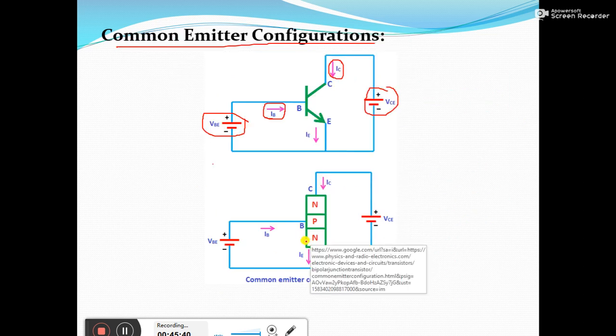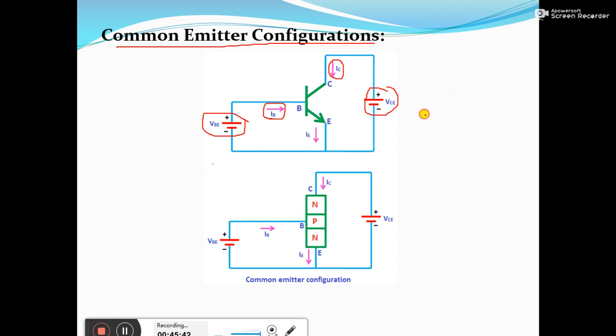So one more point we have forgotten. As I told you in the previous case, we have to give a definition for current amplification factor beta. Beta is nothing but the ratio of change in the output current to the change in the input current. So it is given by delta IC divided by delta IB.